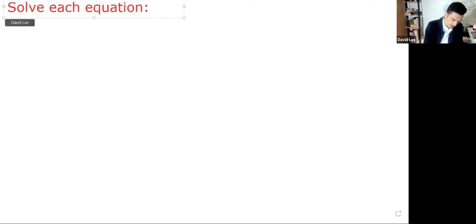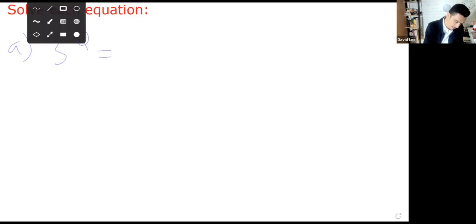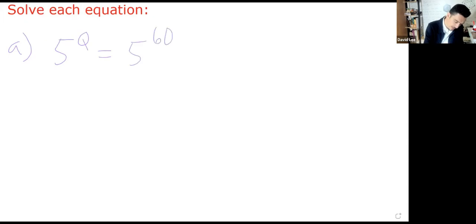Little video summary here. How about this equation? We want to solve each of these equations. Example A: how about 5 to the power of q equals, let's say, 5 to the power of 6q minus 8. I want to solve this equation for q. I completely made this up. I have no idea what the answers are.